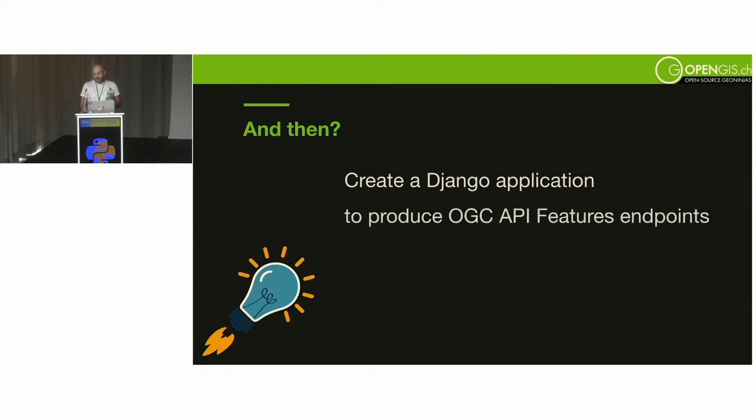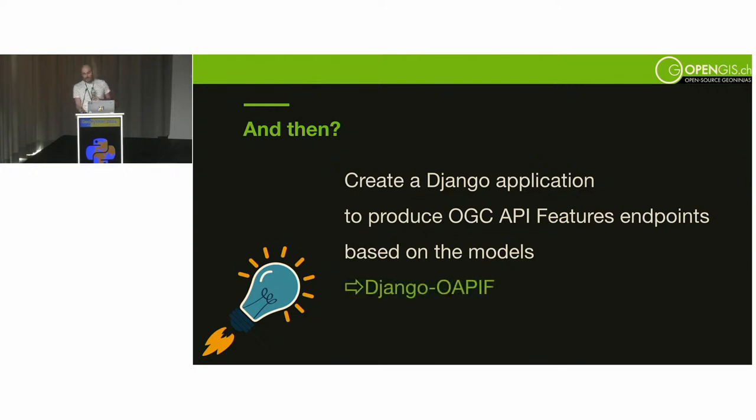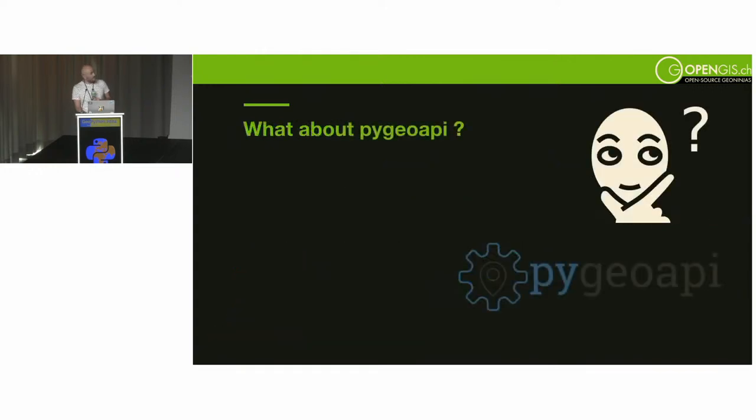So the whole idea is to create a Django application to produce these OGC API Features endpoints on top of the models. That's what we've called Django OAPIF, and that's the library we've built.